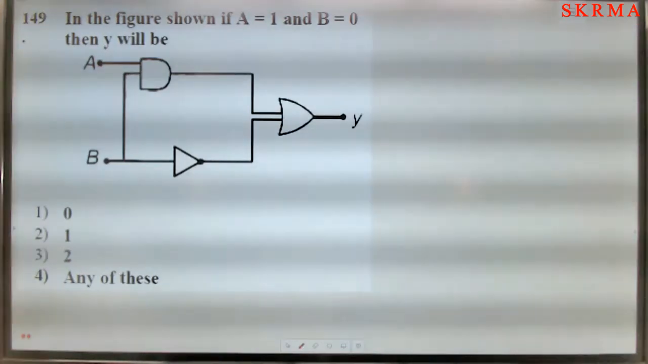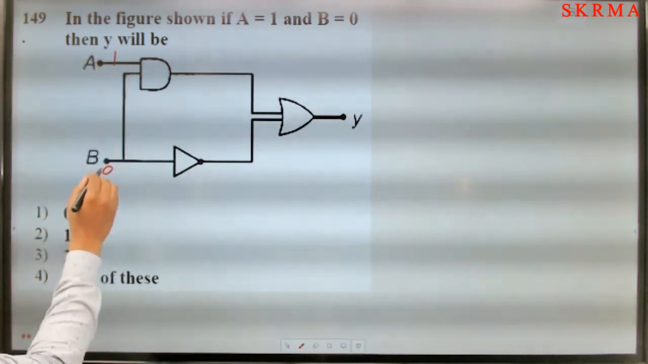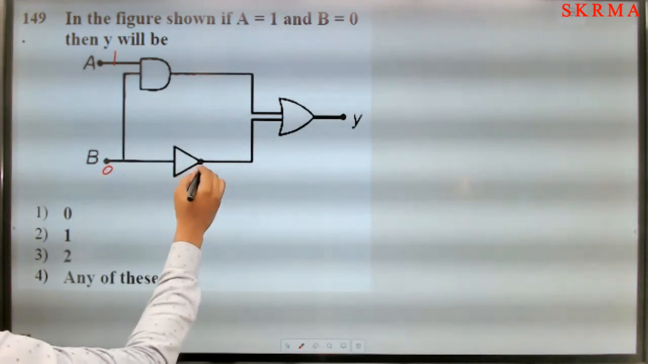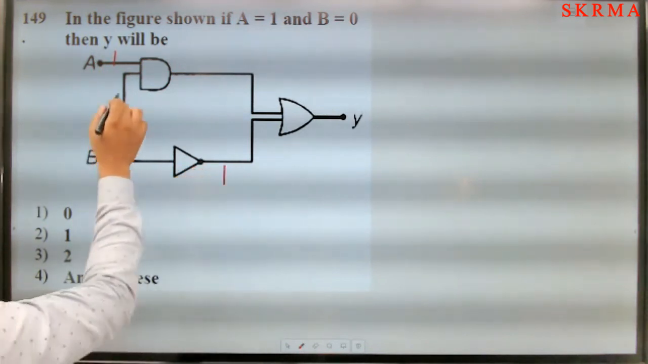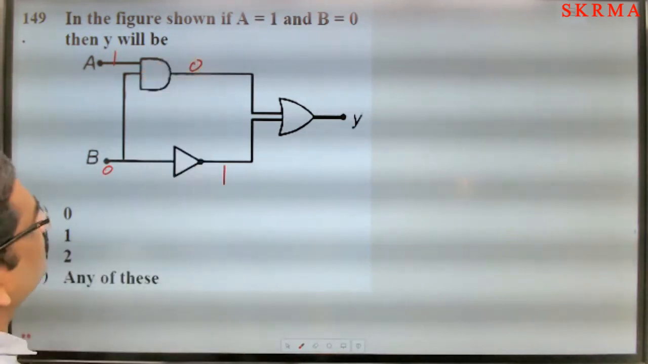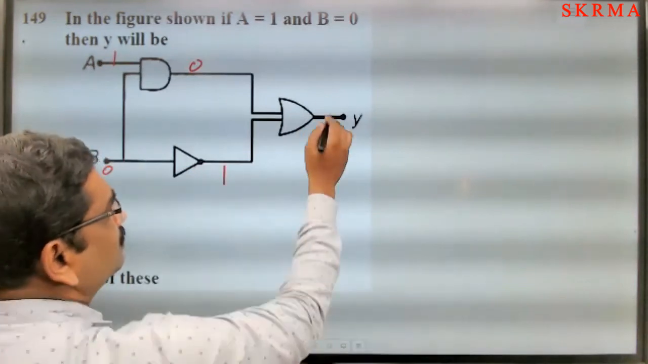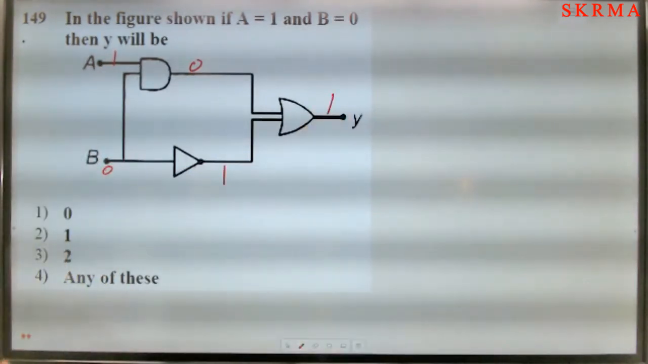Next, in the figure shown, A equals 1 and B equals 0. B is 0, passing through the NOT gate, so 1. Then 0 and 1 in the AND gate: 0 into 1 is 0. So 0 and 1 are passing through the OR gate, so the output equals 1. Second option.